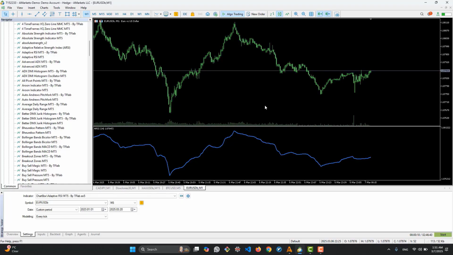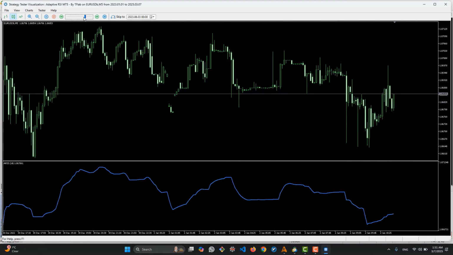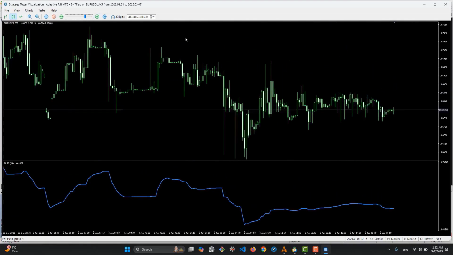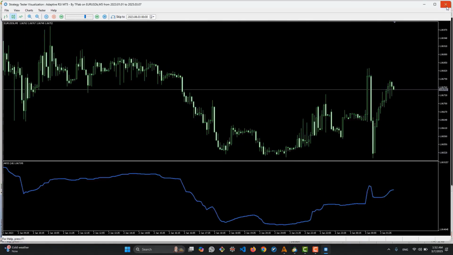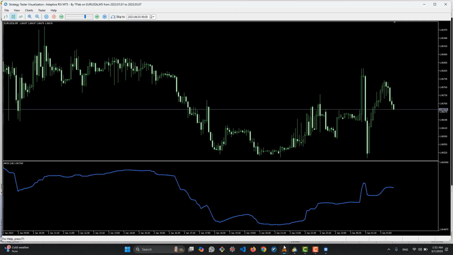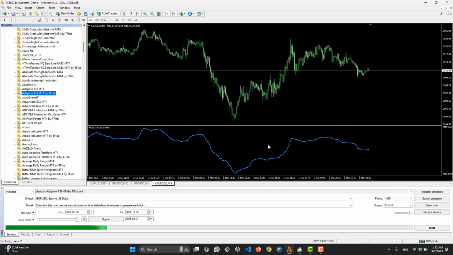Let's take a look at the live test of this indicator on the MetaTrader 5 platform. You can also use the MT4 version of this indicator on the MetaTrader 4 platform. Let's take a look at the live test of this indicator on the MetaTrader 4 platform.